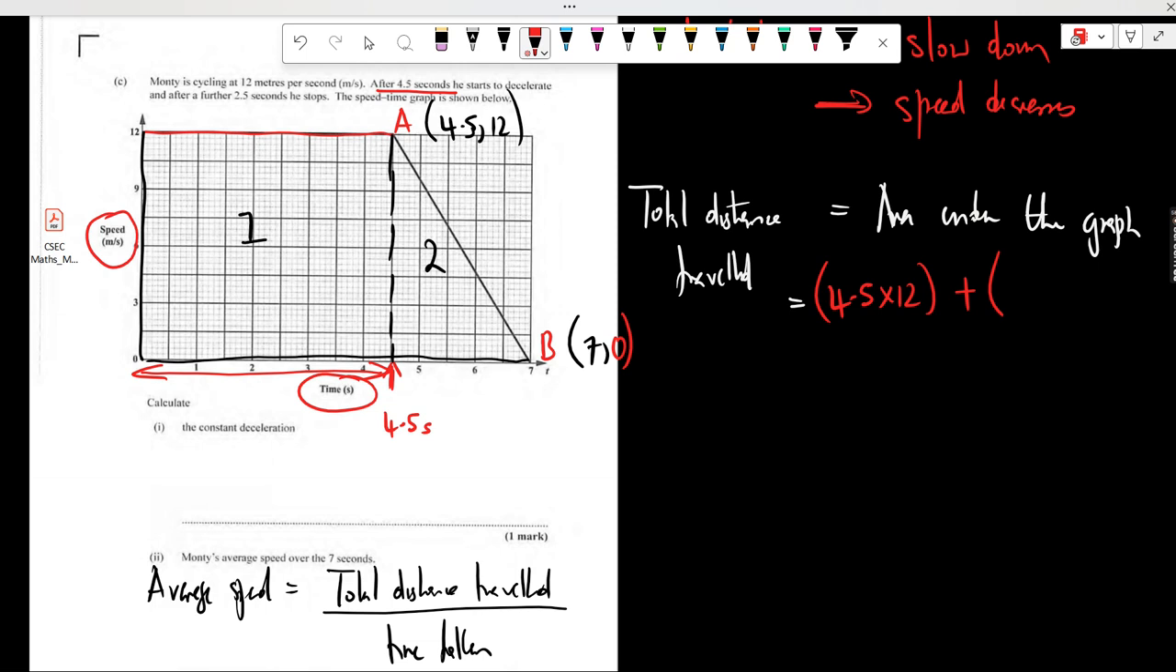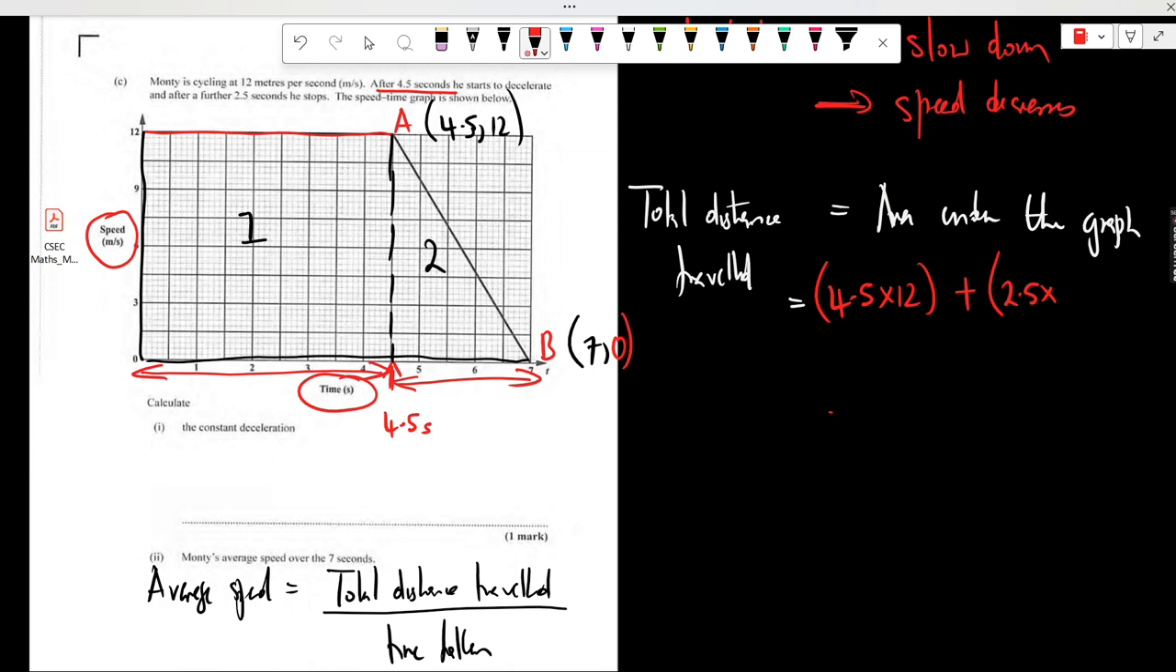Triangle. What is the base of the triangle? We're going from 4.5 to 7. So what is the base? 2.5. That is correct. So we're going to say plus 2.5.